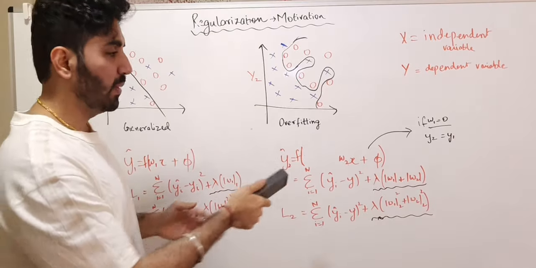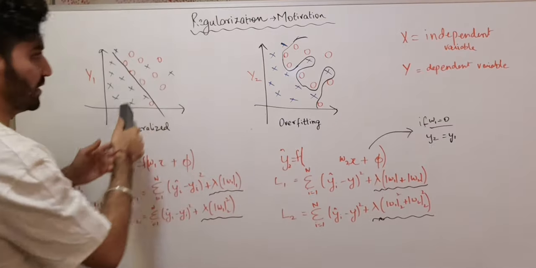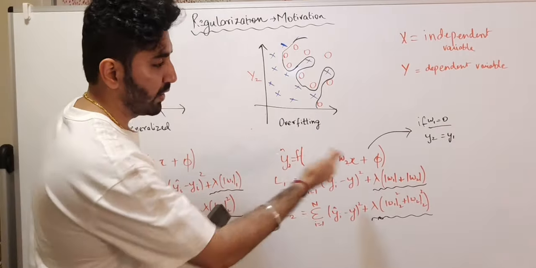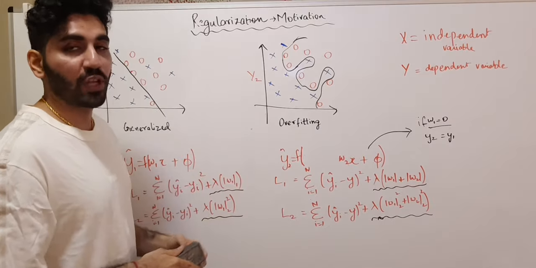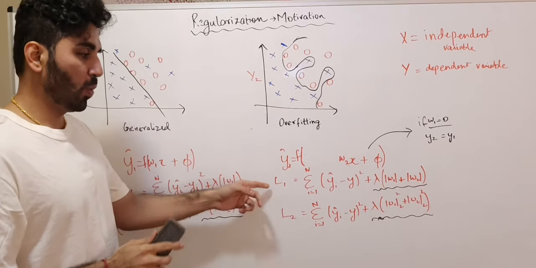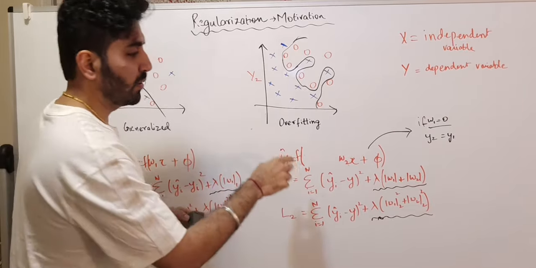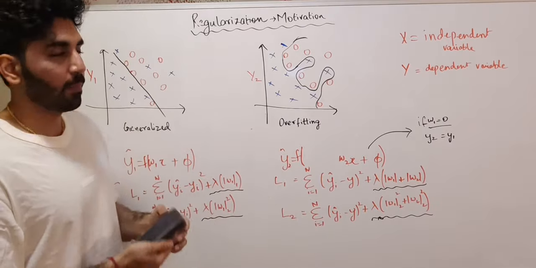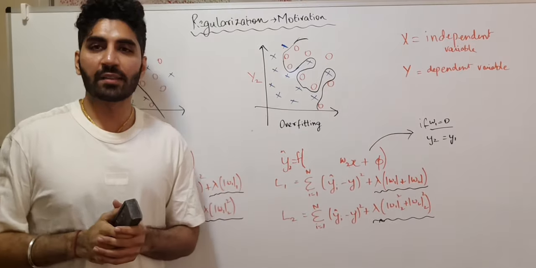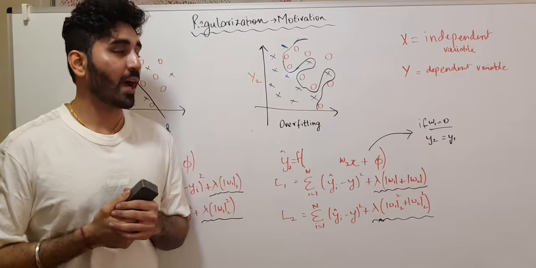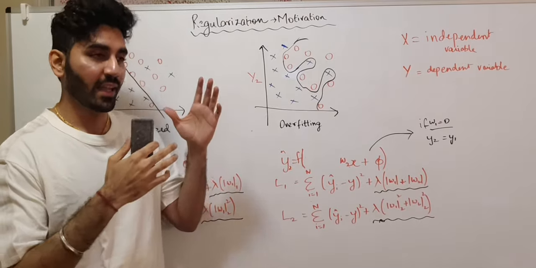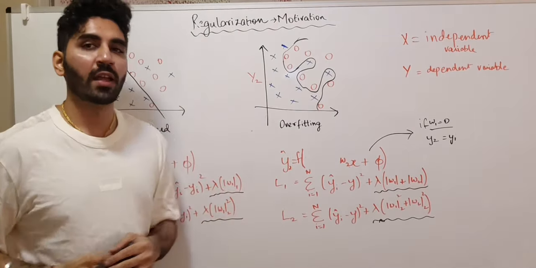Now here I just gave an example that if W1 becomes 0, it becomes exactly this. But depending on the lambda value and depending on which type of regularization you choose, which is L1 or L2, the W1 value might be 0 or might not be 0. And that's about it. That's one example of how regularization can help the model reduce overfitting.